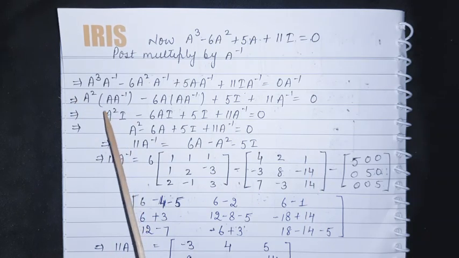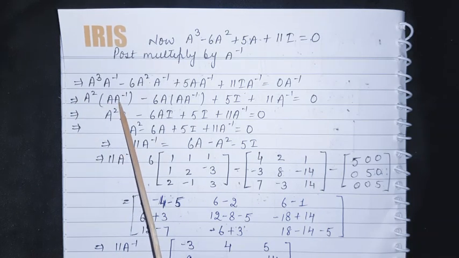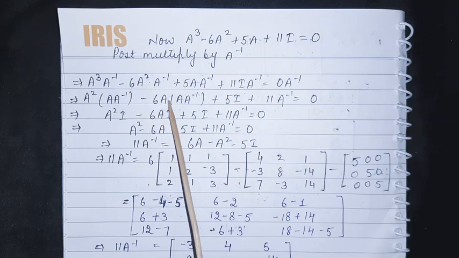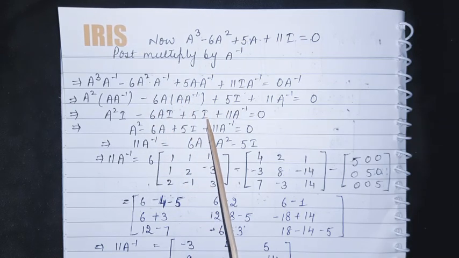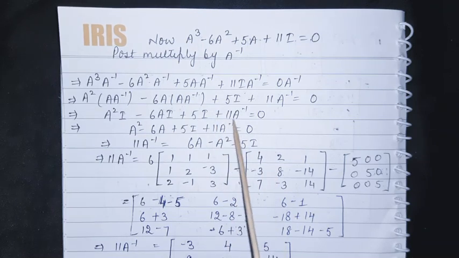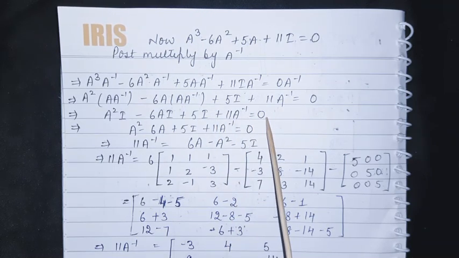Now let's further solve it. A square, A into A inverse is I, 6A, A into A inverse is I, 5 times I plus 11 times A inverse equals a 0 matrix.